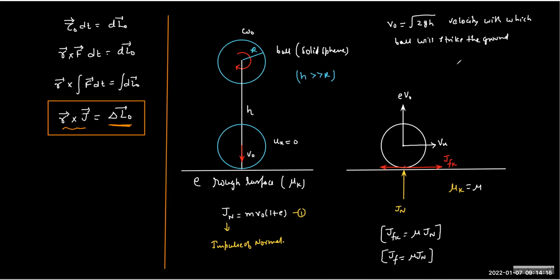So now using the impulse momentum theorem, we can say that JF equals final momentum minus initial. And JF is not difficult, no? It's mu JN. And JN is known to us, it's m v naught (1 plus e). Well, we got the Vx answer: mu times under root 2gh (1 plus e). That's an interesting answer.